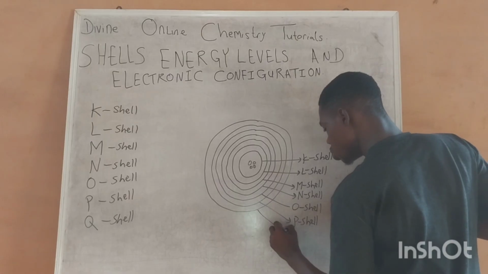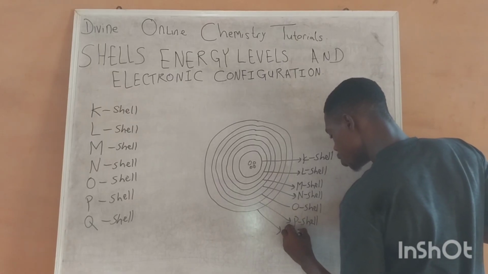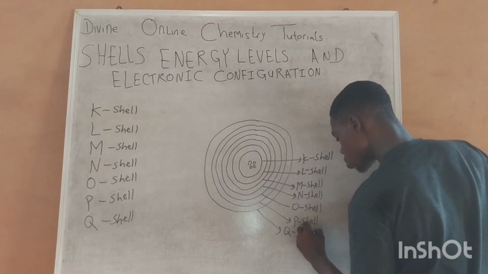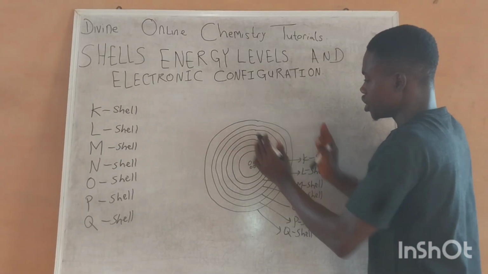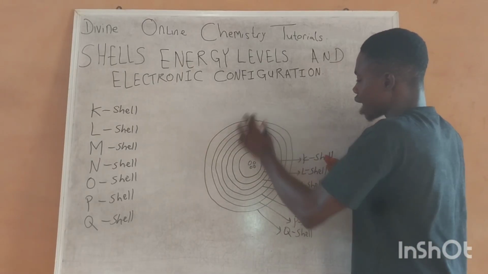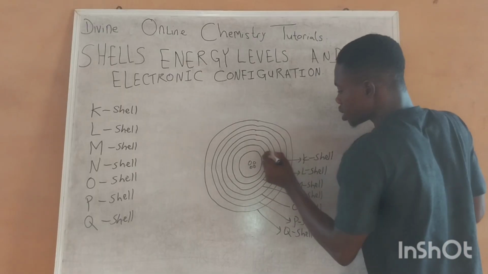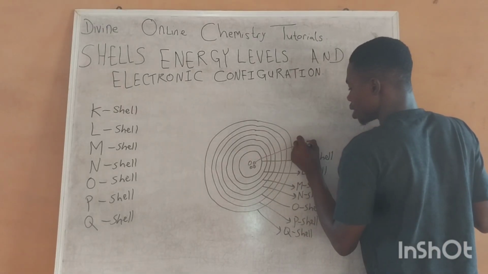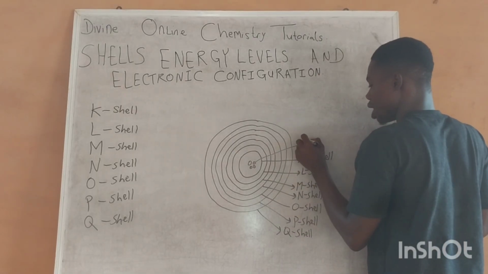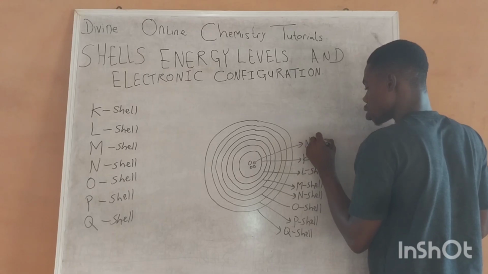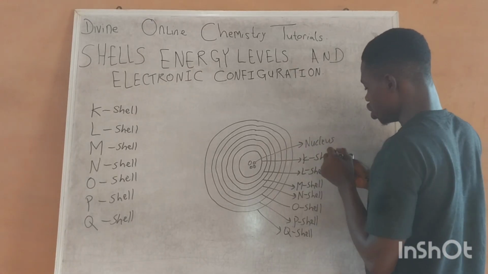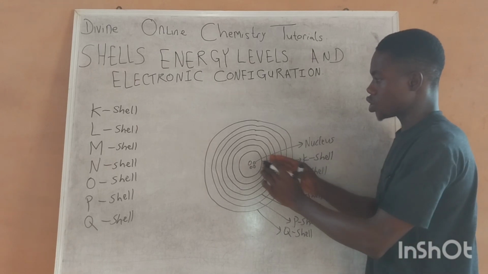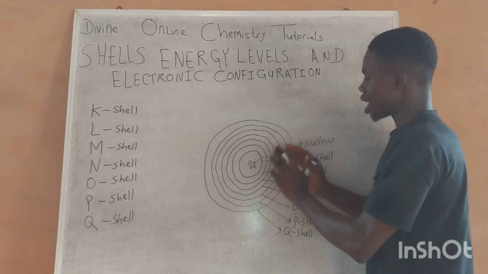And the Q shell. So this is the way we represent shells. This is what the diagram looks like. And of course, this is the nucleus, which is situated at the center of the shell. So this is the nucleus. Please take note of this. This is the way we represent them diagrammatically.